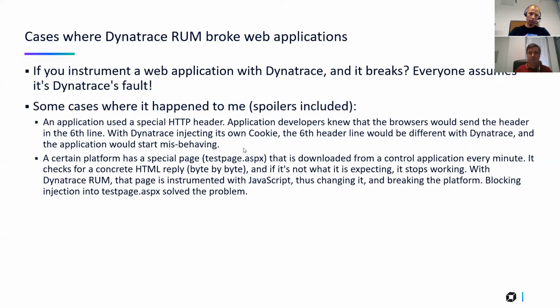After Dynatrace injected the RUM JavaScript into the HTML, this control application would not get the exact HTML it was looking for, because it was checking byte for byte. If it had that specific HTML, it would be okay. If you put anything different there, it starts misbehaving. In this case it was pretty easy to fix afterwards, and we've run into this several times. You just tell Dynatrace not to inject test page.aspx and everything is okay.